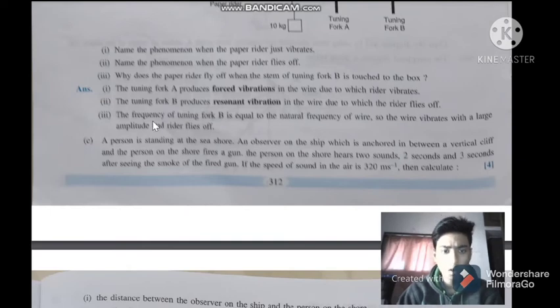Now, the frequency of the tuning fork B is equal to the natural frequency of the wire. That is the first definition of resonance. So it vibrates with a larger amplitude, as a result of which it flies away, which happens in the case of resonance. So you need to keep that in mind.